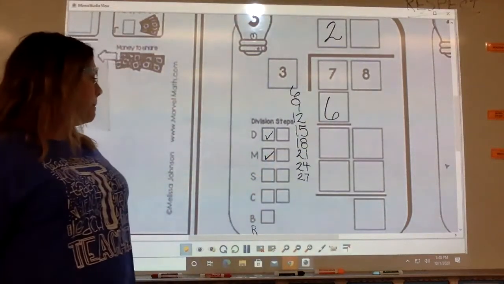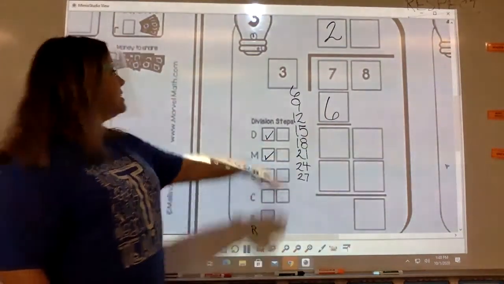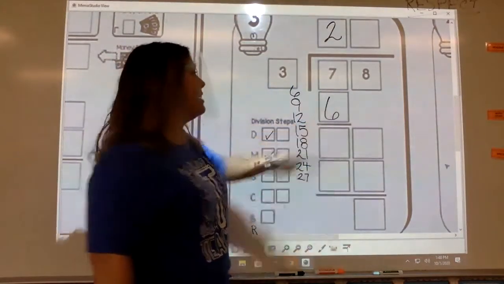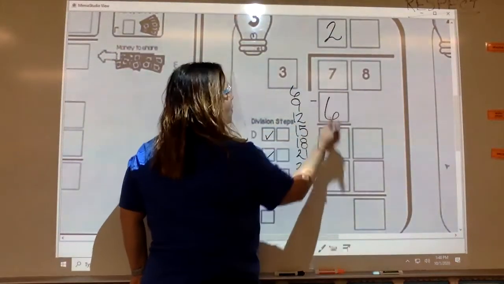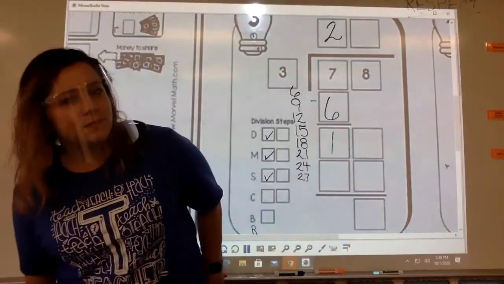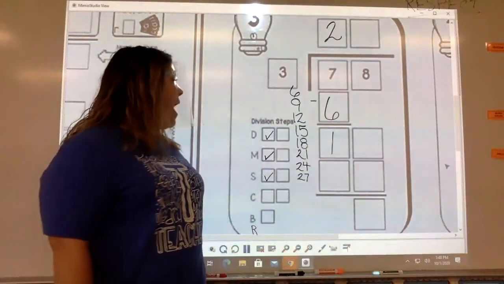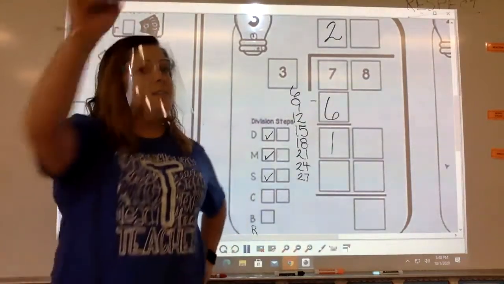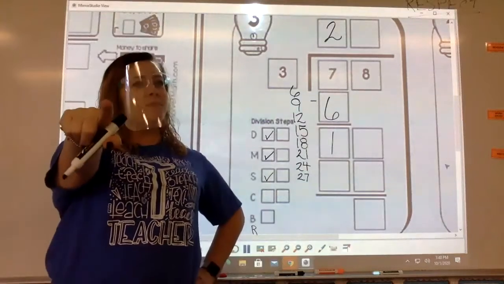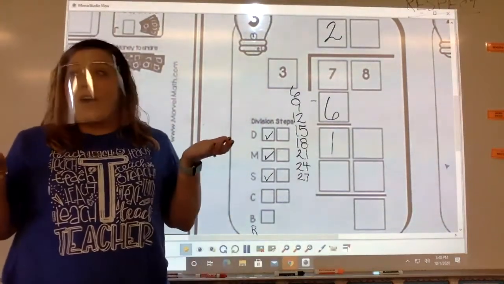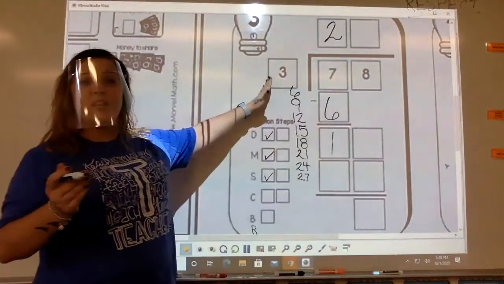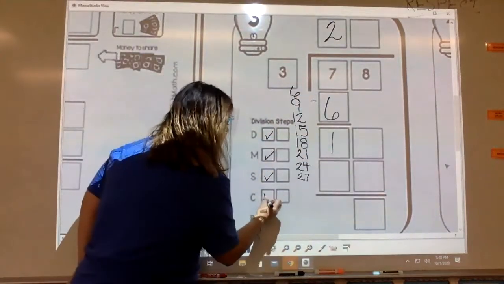What's next? Subtract. I am going to subtract the 7 from my dividend minus the product of 6, and I'm going to get 1. Very good. What's my next step? Check. Very good. So I ask myself, is my difference less than my divisor? Yes or no? Yes, it is. 1 is less than 3, so I am good to move on.